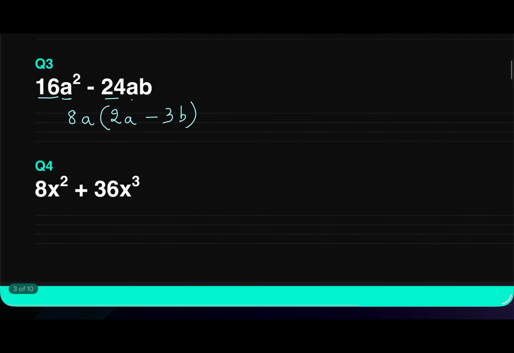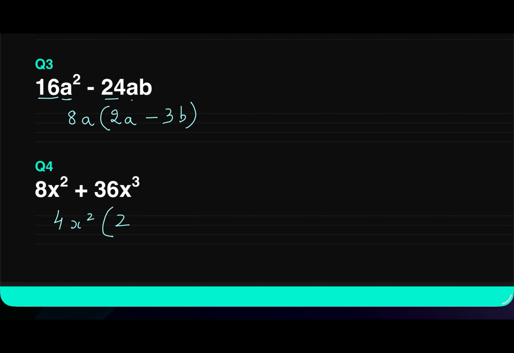Next one is 8x² and 36x³. What is the highest common factor of 8 and 36? It is 4. We have dealt with the number, now with the variable. X raised to the power 2. X square and x cube, which is smaller? X square is smaller.